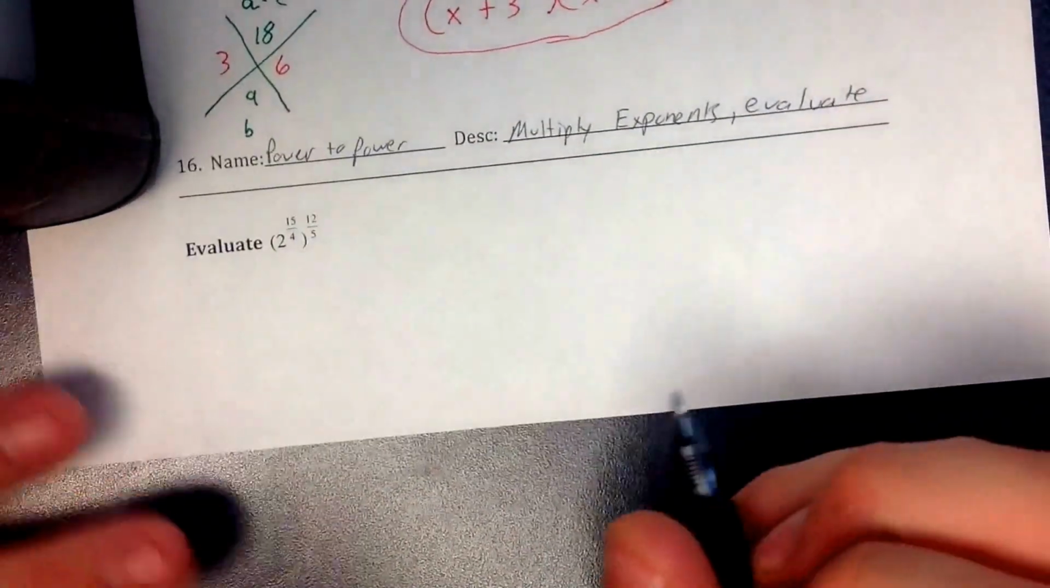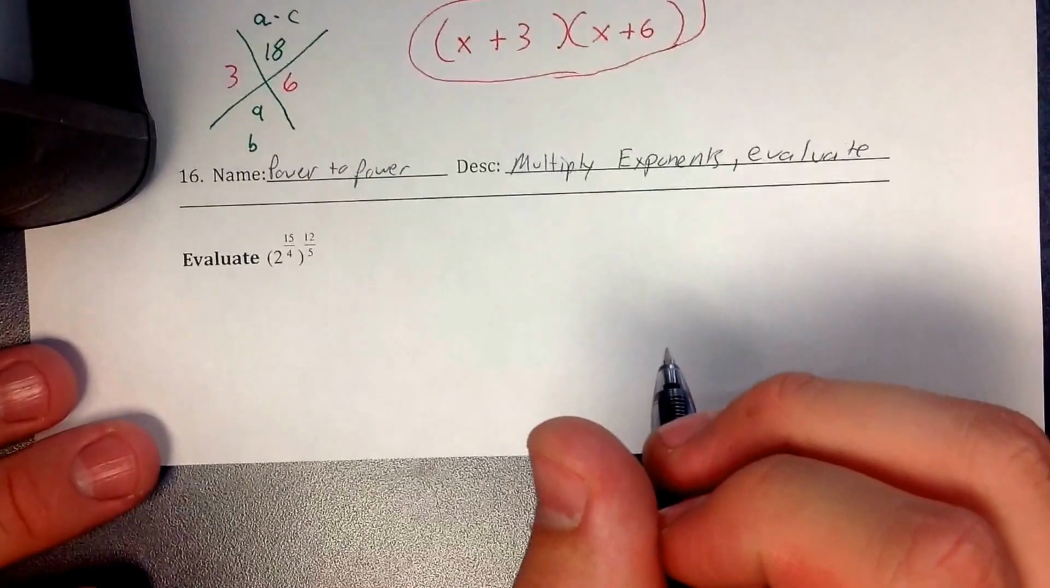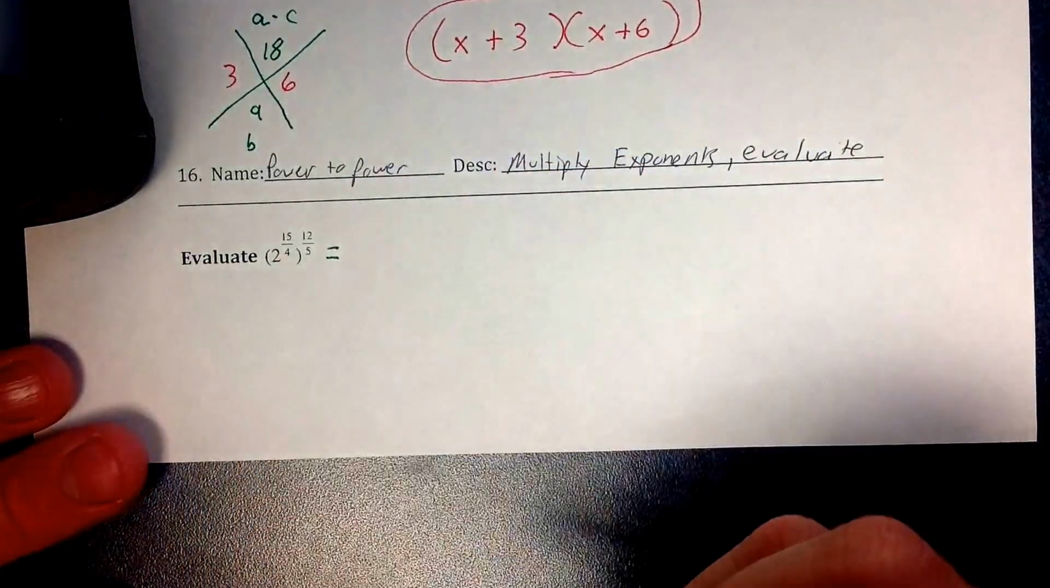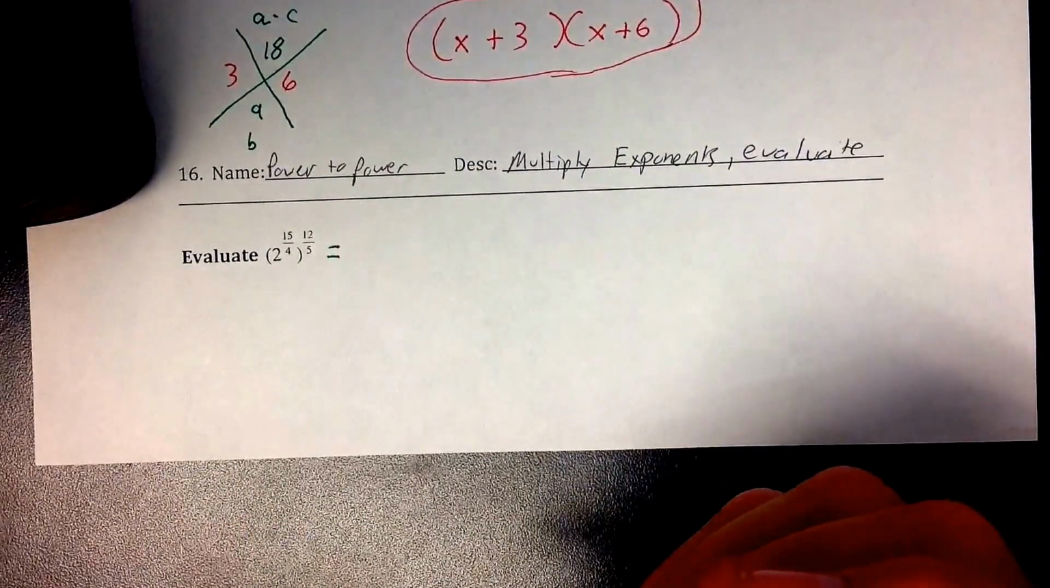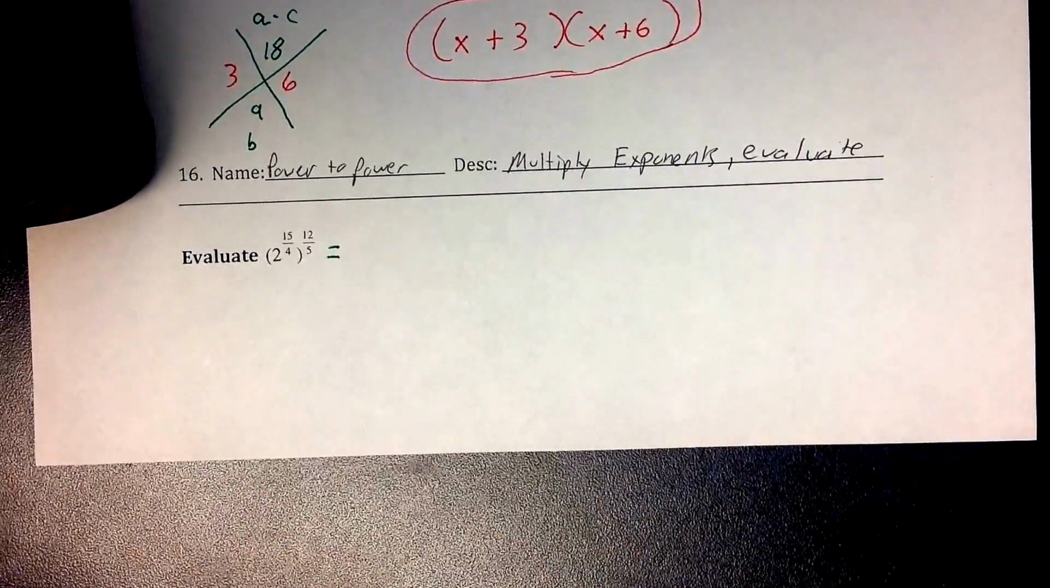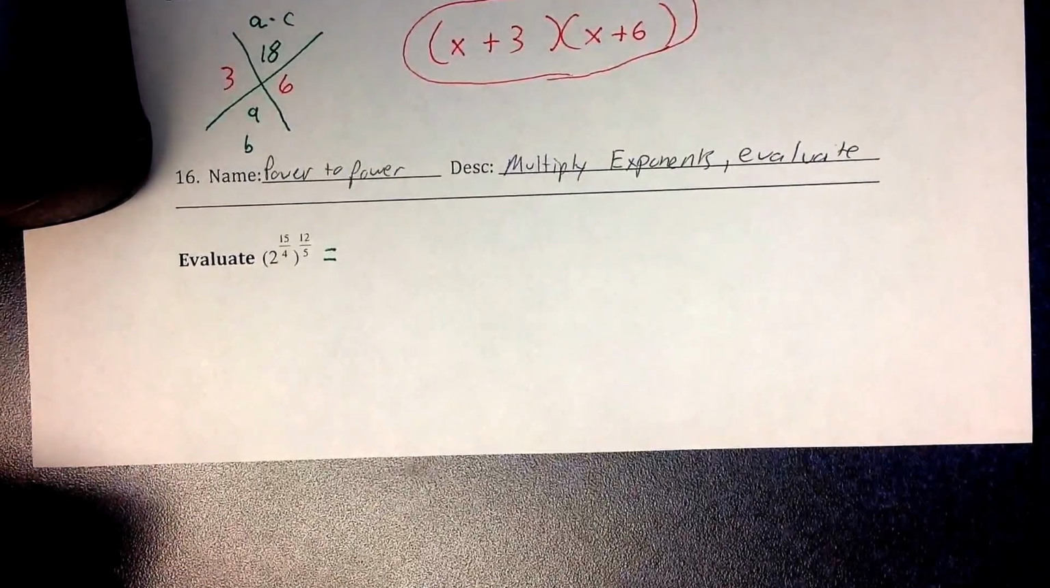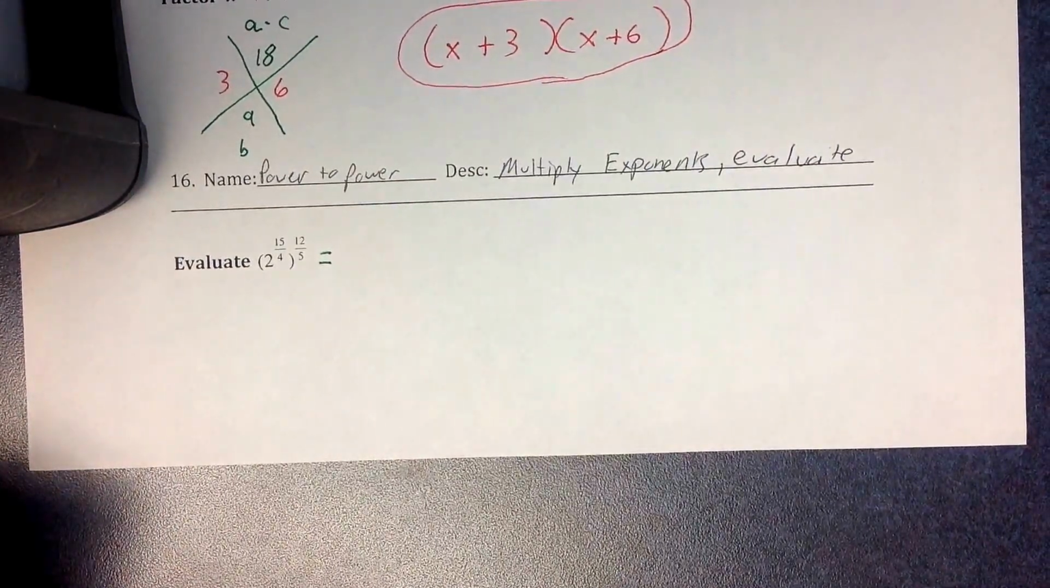Okay, 16, taking a power to a power. In order to do that, I'm going to multiply the exponents. So here, I've got a couple different options, but I could go ahead and take 15 times 12 if I wanted to on top, because when you multiply fractions, you multiply straight across.